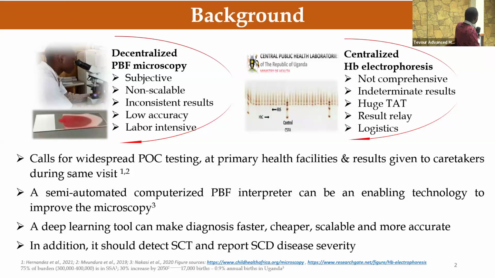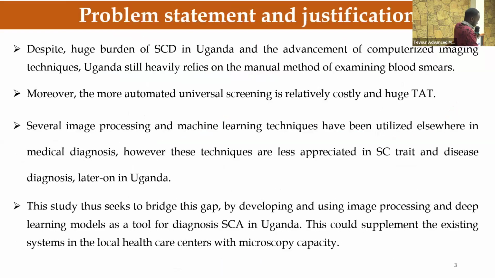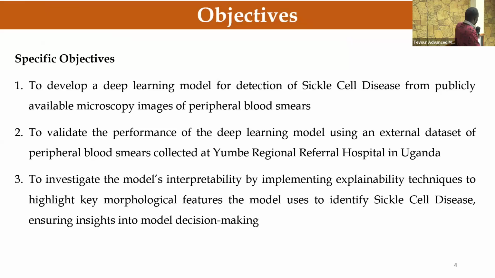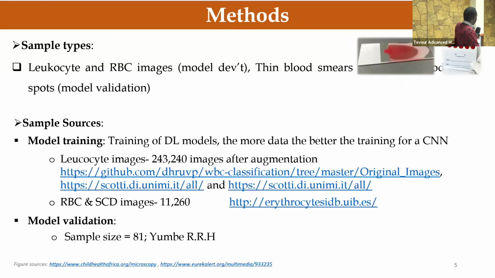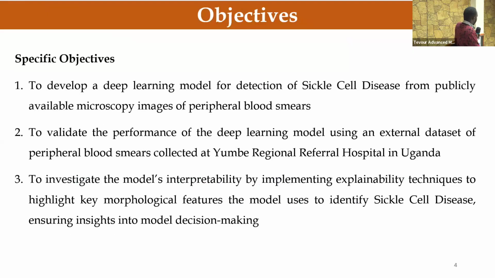I've talked about that. So the objective is to develop a deep learning model that can detect sickle cell disease from blood smears of sickle cell patients. Then, of course, you have to validate that system using real life samples from the hospitals and see if the deep learning model is working well with them. And for that, we chose Yumbe Regional Referral Hospital in the West Nile, where the burden is a little high. It's the second highest burden in the country.